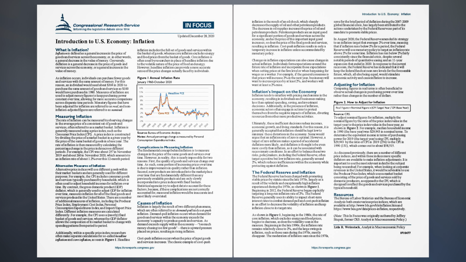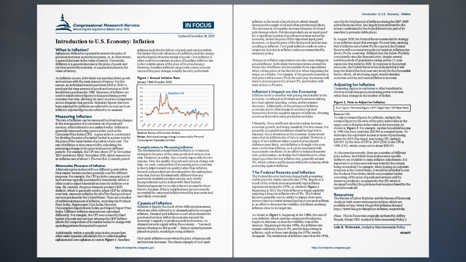The Federal Reserve and inflation. The Federal Reserve has been charged with promoting stable prices by statute since the late 1970s, largely as a result of the volatile and exceptionally high inflation experienced during the 1970s, as shown in Figure 1. Beginning in 2012, the Federal Reserve began explicitly targeting a long-run inflation rate of 2%. The Federal Reserve generally uses its ability to impact short-term interest rates to combat demand-pull and cost-push inflation in an effort to decrease the volatility of inflation and keep inflation close to its target rate.